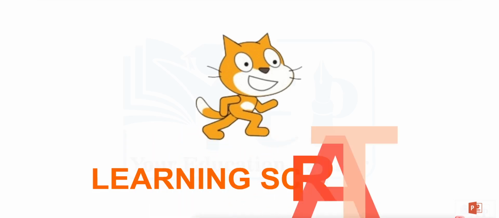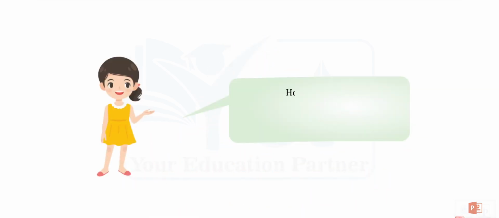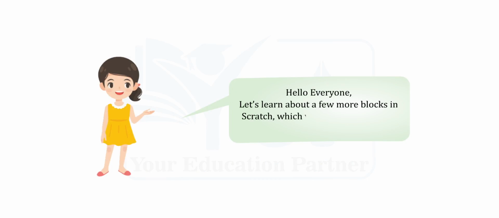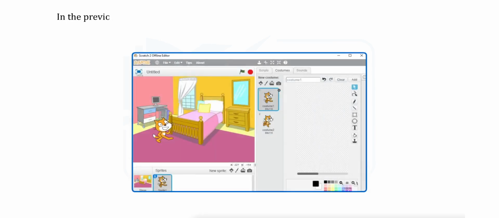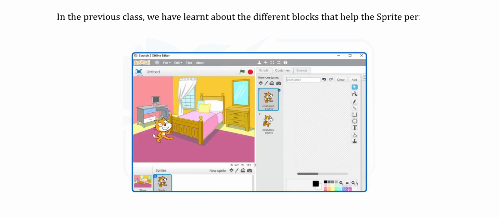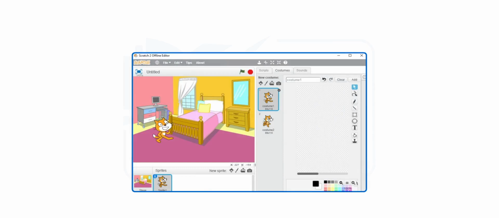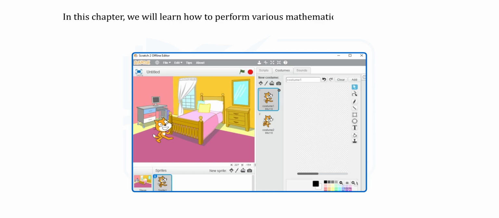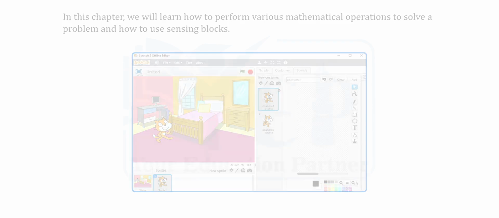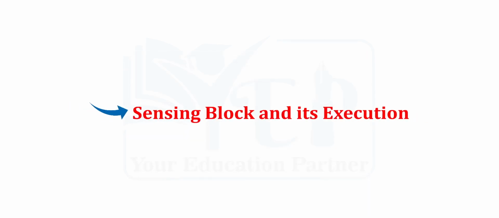We will be learning Scratch. Hello everyone, let's learn about a few more blocks in Scratch, which will help us add more functionality to the project. In the previous class, we learnt about the different blocks that help the sprite perform specific actions. In this chapter, we will learn how to perform various mathematical operations to solve a problem and how to use sensing blocks. First, we will talk about sensing blocks and their execution.